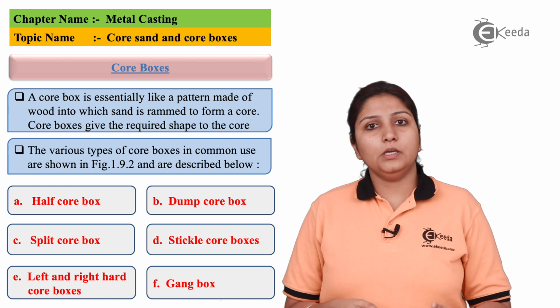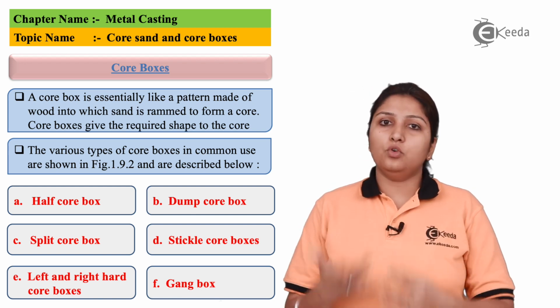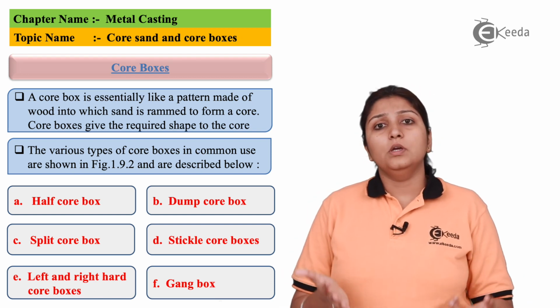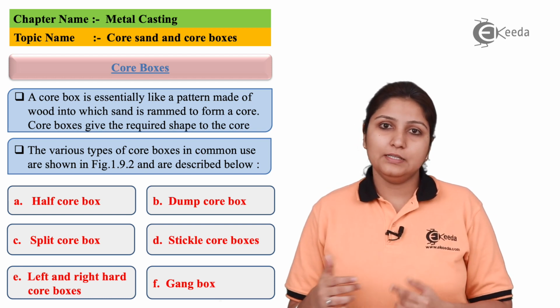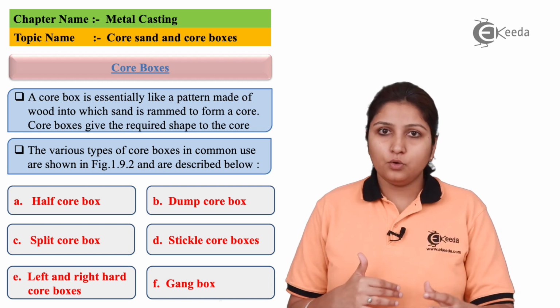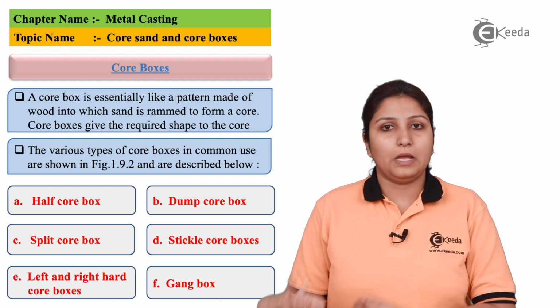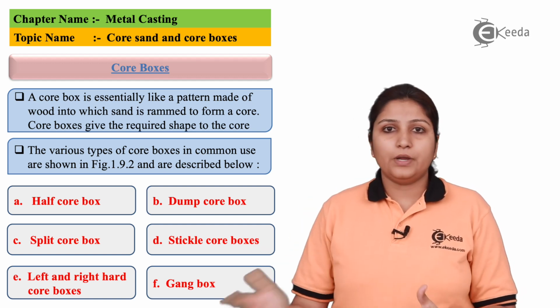So now for making any kind of core which is made up of sand, you need core boxes. Actually, I won't say only sand, any kind of core which you need to make, you need core boxes. These are some kinds of core boxes: split, two plates, left, right, gang core box, etc. So these are some kinds of core boxes which we will see one by one. The diagrams of all the core boxes are specified in our slide.